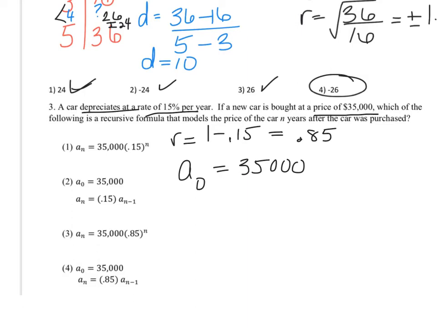Which of the following recursive formulas expresses the car value n years after it was purchased? Now, recursive needs two parts, so automatically I'm going to cross off choice 1 and choice 3 because they don't have two parts. And then by process of elimination, it's this one. We got A0 stated. We usually state A1, but you can state any term you want, so that's why they picked A0, because they gave us A0. And then 0.85 a_(n-1).